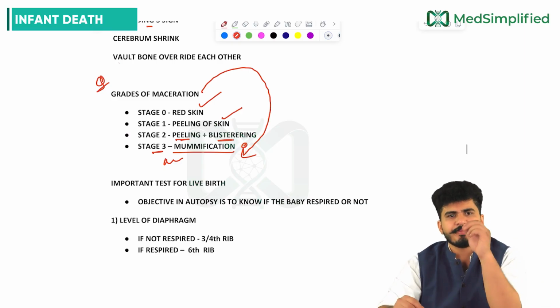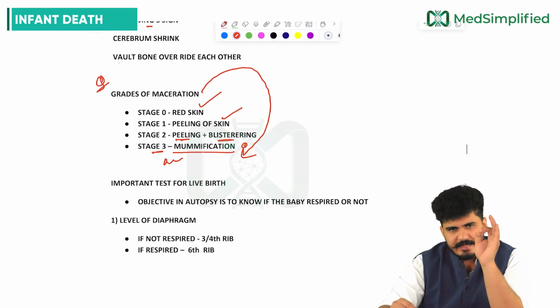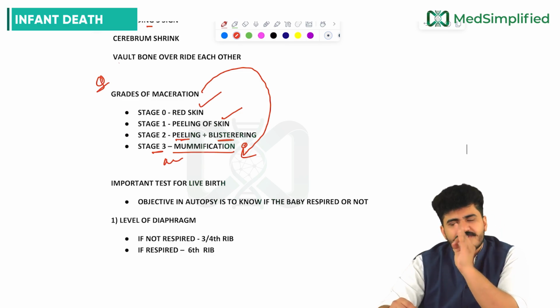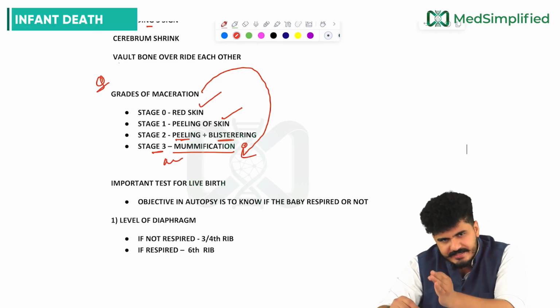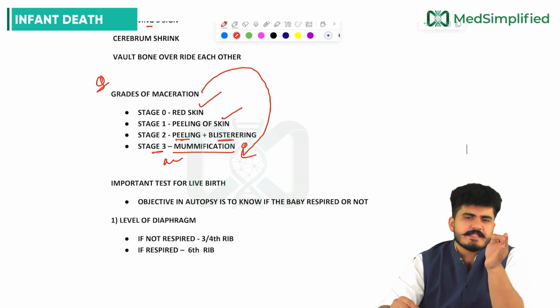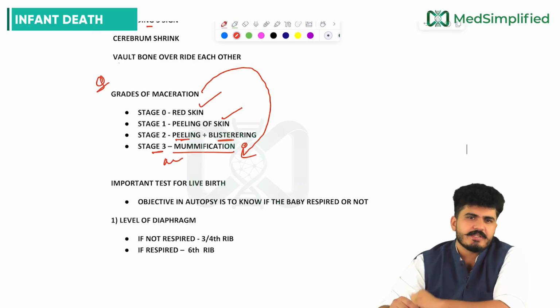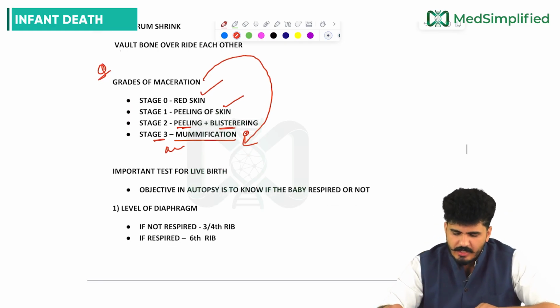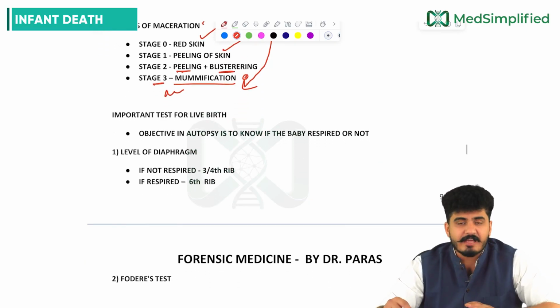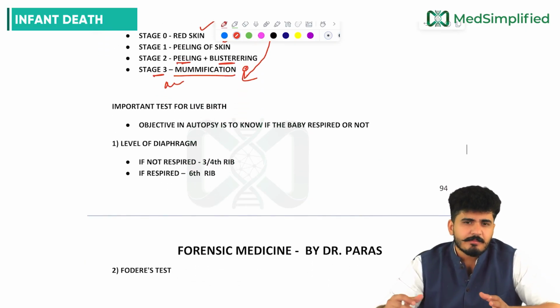Again, along with me: stage 0 is red skin. Stage 1 is peeling of skin. Stage 2 is peeling plus blisters. Stage 3 is mummification, my dear friend. Okay, done. Now, the important test for live birth. How will you come to know whether the birth was live or not?